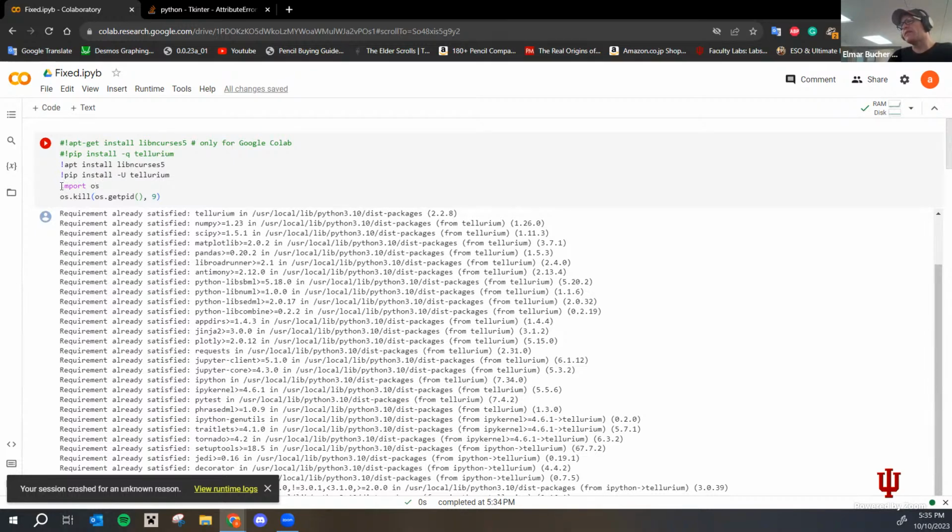And after that, because we only want to execute once, we import the OS, which is a standard Python library, and we use OS to kill. This is a Linux command that kills processes. And os.getpid gives the ID of the current process that we are running at the moment, and this is this notebook. And with 9 we say we forcefully want to quit it. So we install the libcurse library, which is C libraries. We install our Tellurium package in Python. Then we load the operating system library from Python, and we use it to kill our running process.